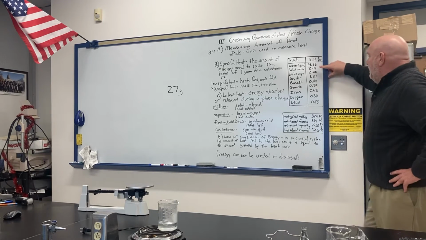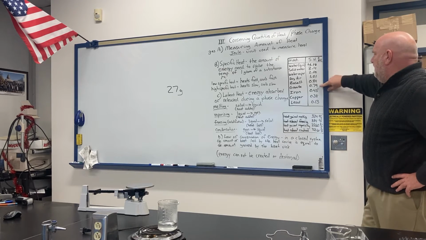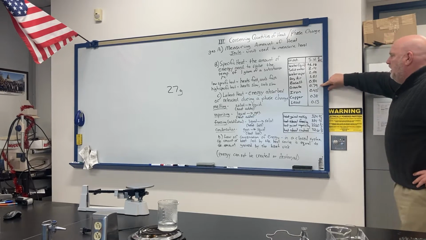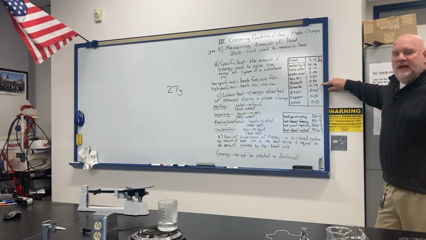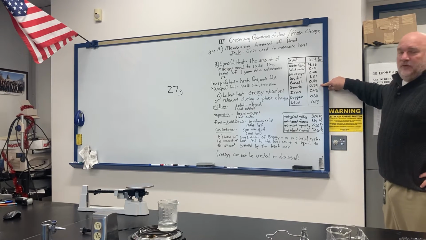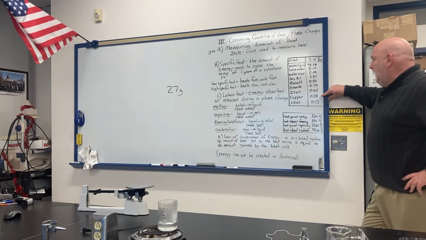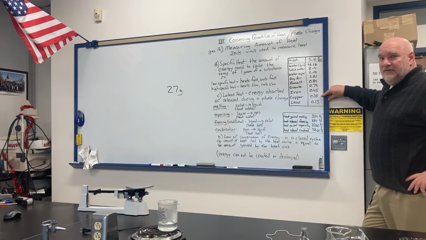Anyways, so what this means, it says granite has a specific heat of 0.79 joules per gram degree Celsius. What that means is if I had 1 gram of granite, and I wanted to raise that 1 gram of granite 1 degree Celsius, I'd have to add 0.79 joules of heat to it. Or with copper, if I had 1 gram of copper and I wanted to raise that copper 1 degree Celsius, I'd have to add 0.38 joules of heat to it.